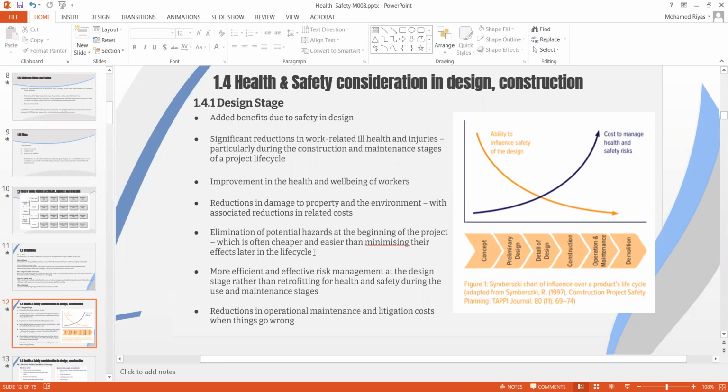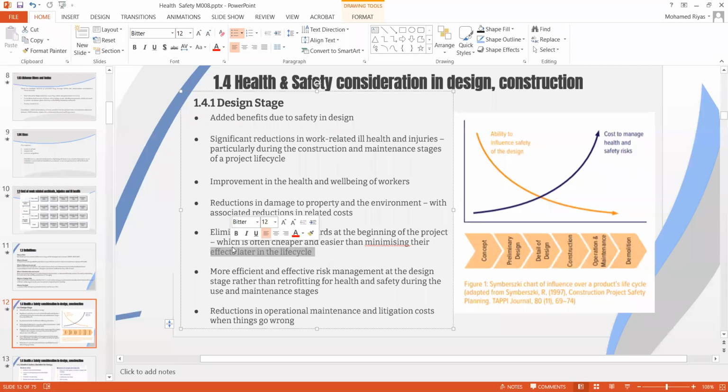The other benefit of having a safe design is elimination of potential hazards at the beginning of the project. Usually when you have a hazard or risk, if you deal with it from the start, at the early stage, it will be cheaper than once it is observed and starts to have an impact on the project. So the more proactive you are, detecting early and planning for that, the more you will save. We will discuss more about the insurance aspect of this benefit.